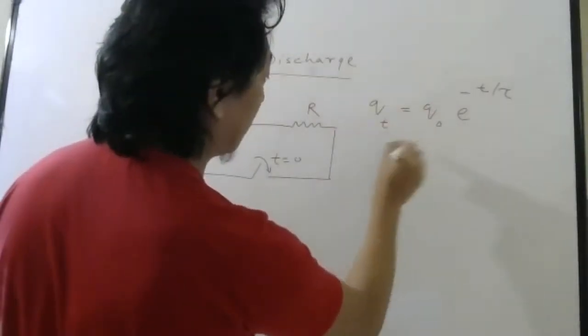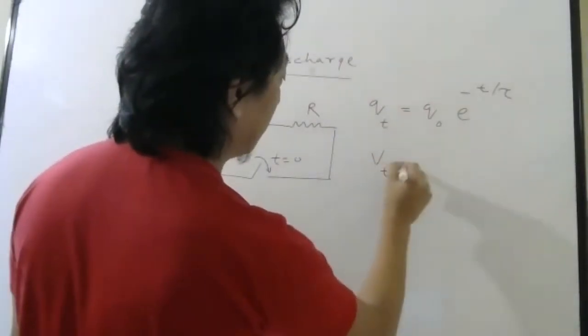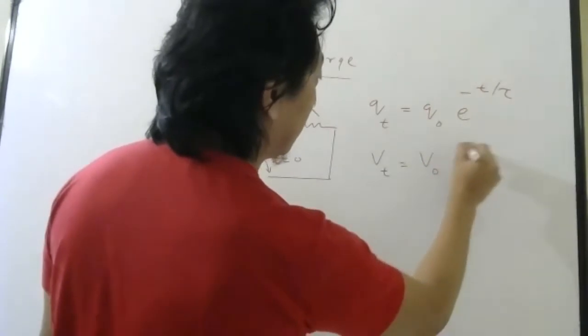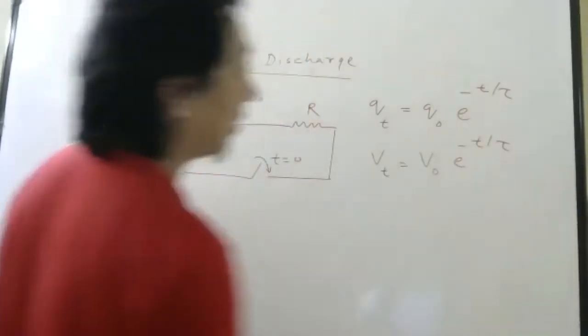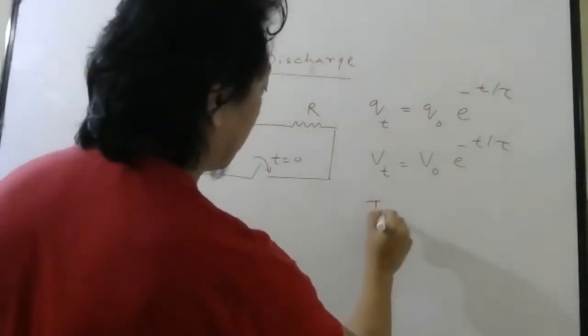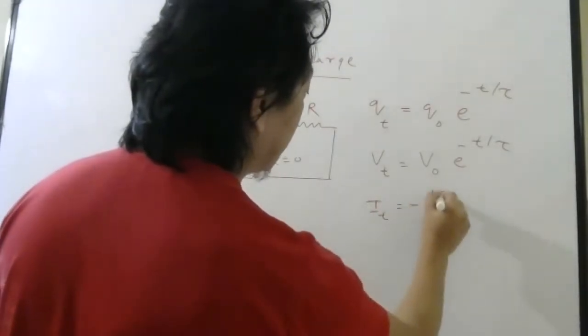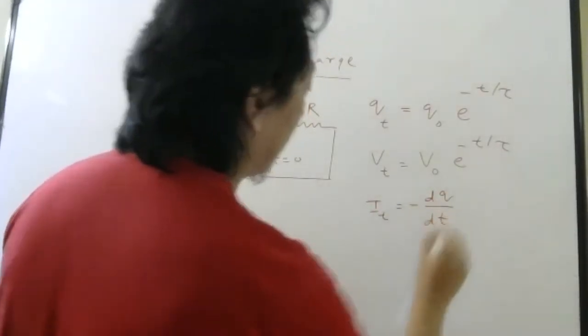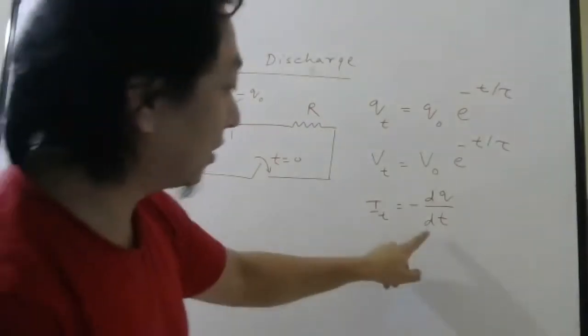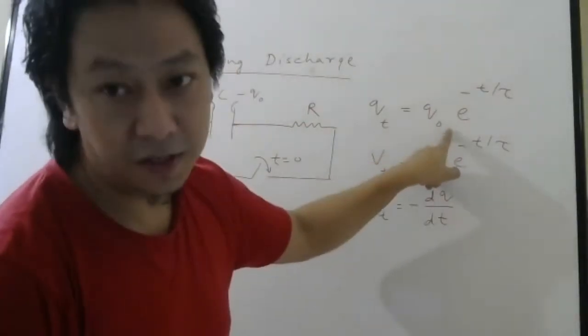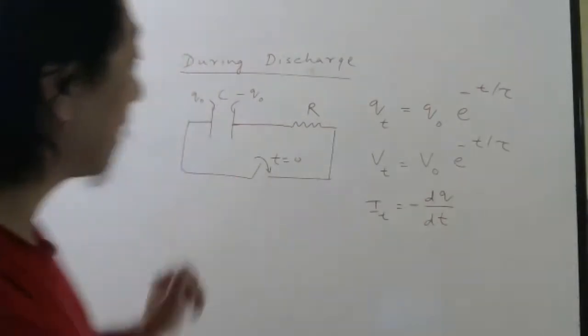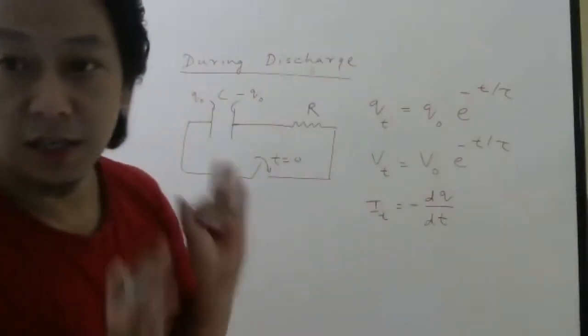Okay. If they want voltage here, what will you do? Divide this by C. Then voltage at time t will be initial voltage e power minus t by tau. If they want current at time t, then write minus dq by dt. And you guys are very good in differentiation. So do the differentiation of this, you will get current. Okay, students? So this is all about discharge.